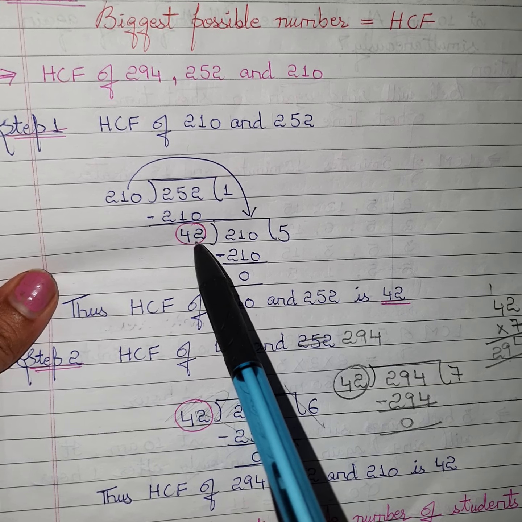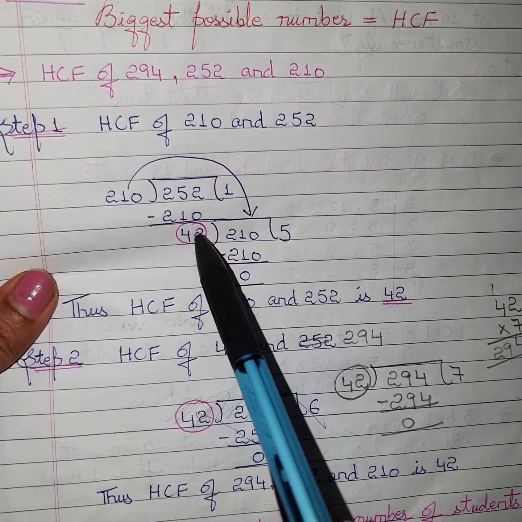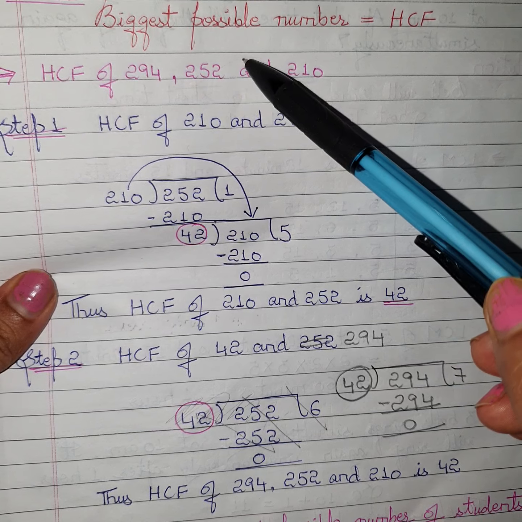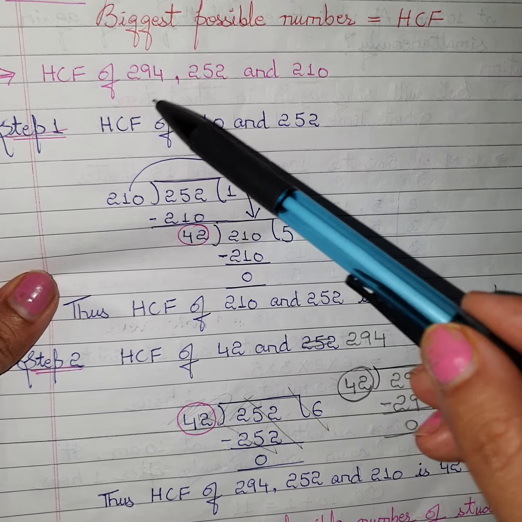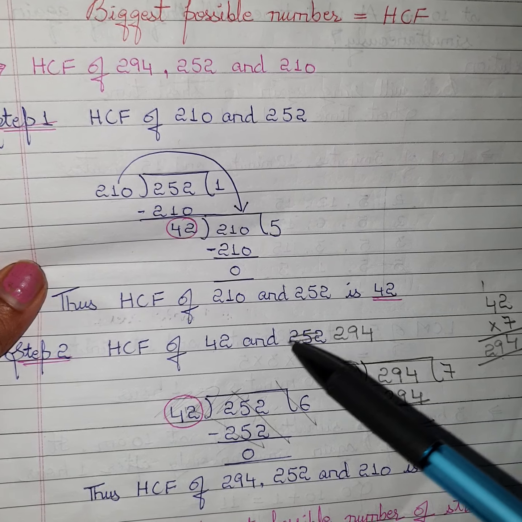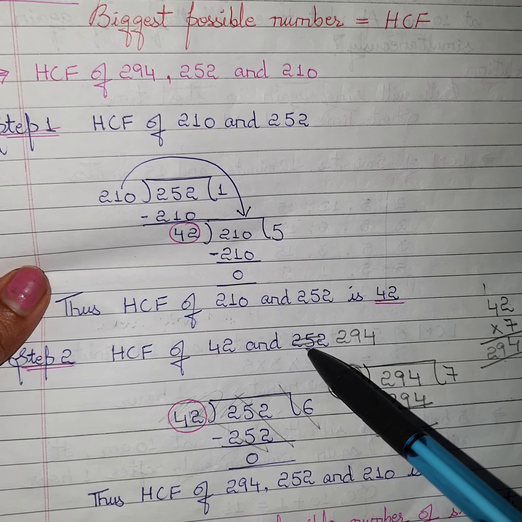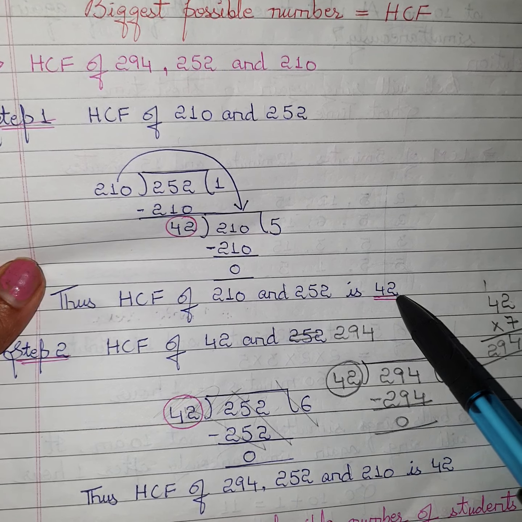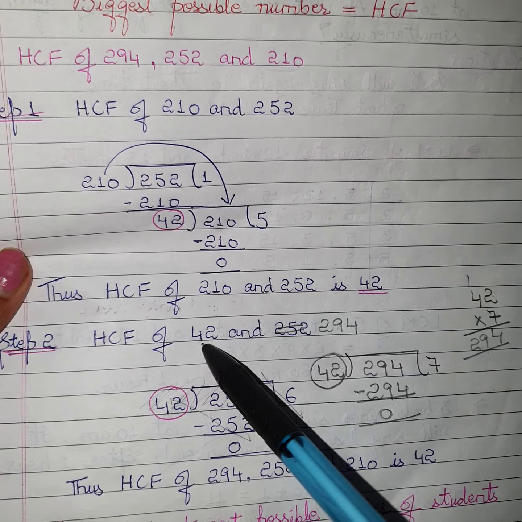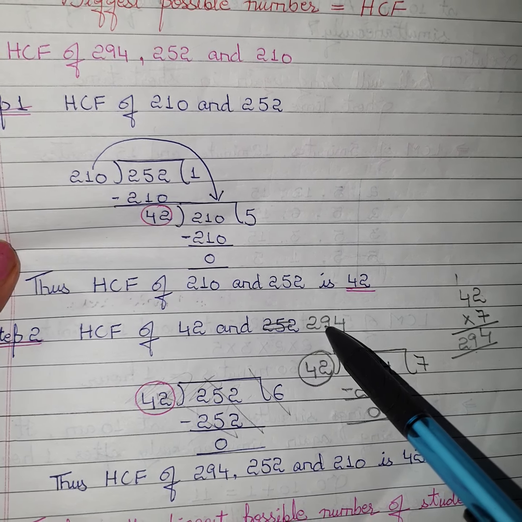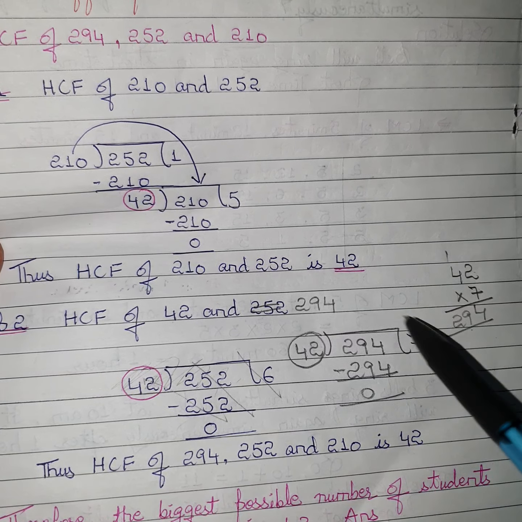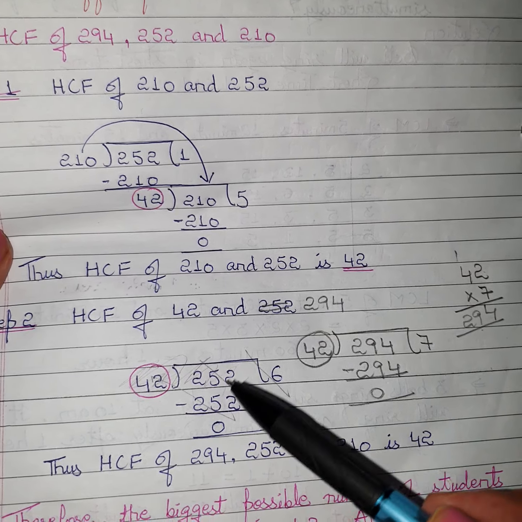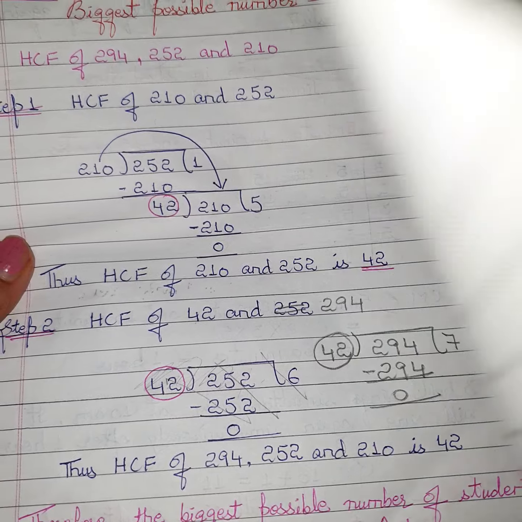Now in step 2, you have to take this 42 and the third number. So what is the third number here, students? 210 and 252 we have already used, so the third number is 294. So we have to take 42 and 294. And here by mistake I have written 252, but you don't have to make this mistake. Please avoid this mistake. You have to take the result of step 1 and the third number. So the result of step 1 is 42 and the third number is 294. So find the HCF by dividing and you will get the result as 42. I hope it is clear, and I am sorry for this mistake.